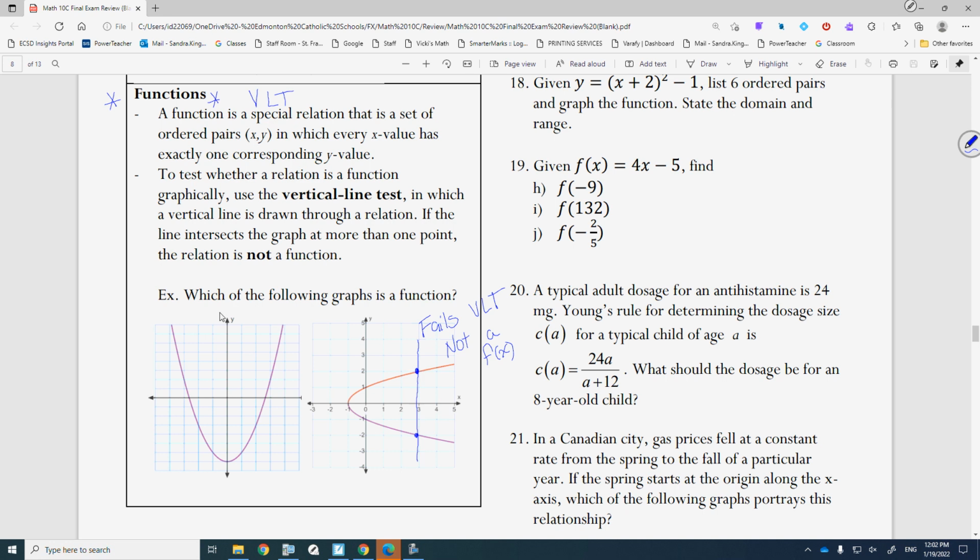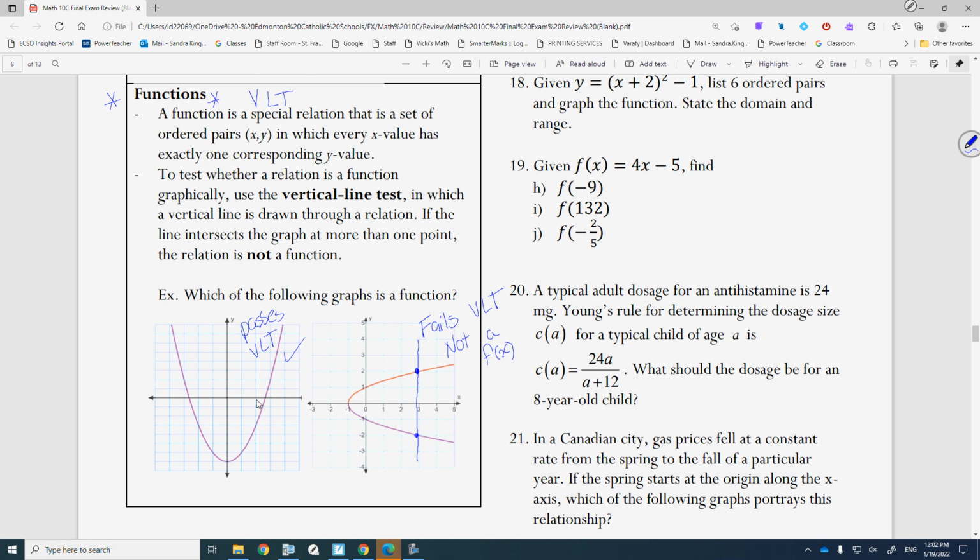This one here, no matter where you draw the vertical line, it would pass the vertical line test. So this graph is the function. So it passes the VLT, and it is the function.